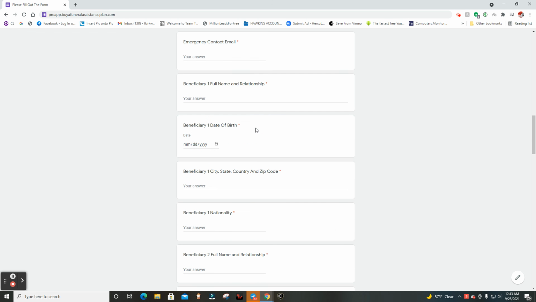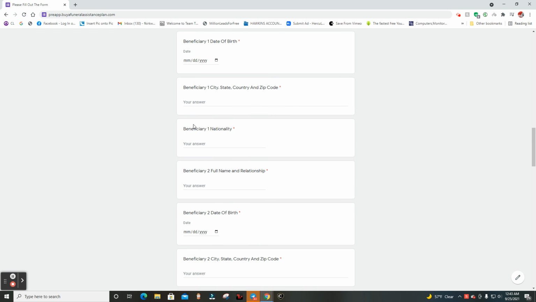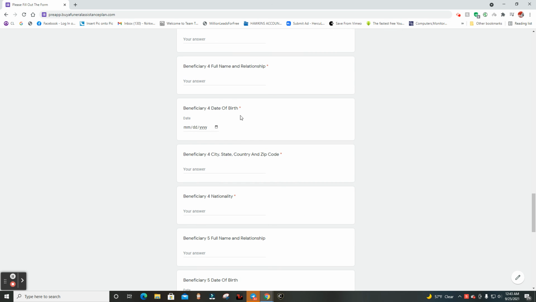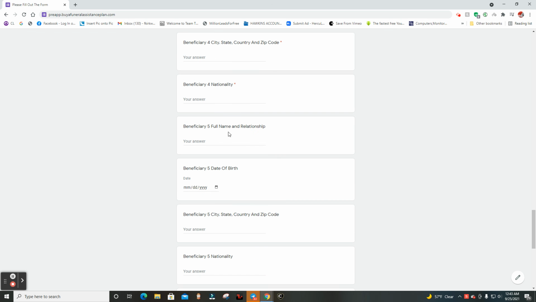Now, I made the form so that the first four beneficiaries are mandatory. When you come down here, like you see, the first four are mandatory. Once you get down to the fifth one, there's no star by it, all the way down. That means they must enter at least four beneficiaries. Now, they'll have two spots left. You want to encourage them to please go ahead and enter these two spots.